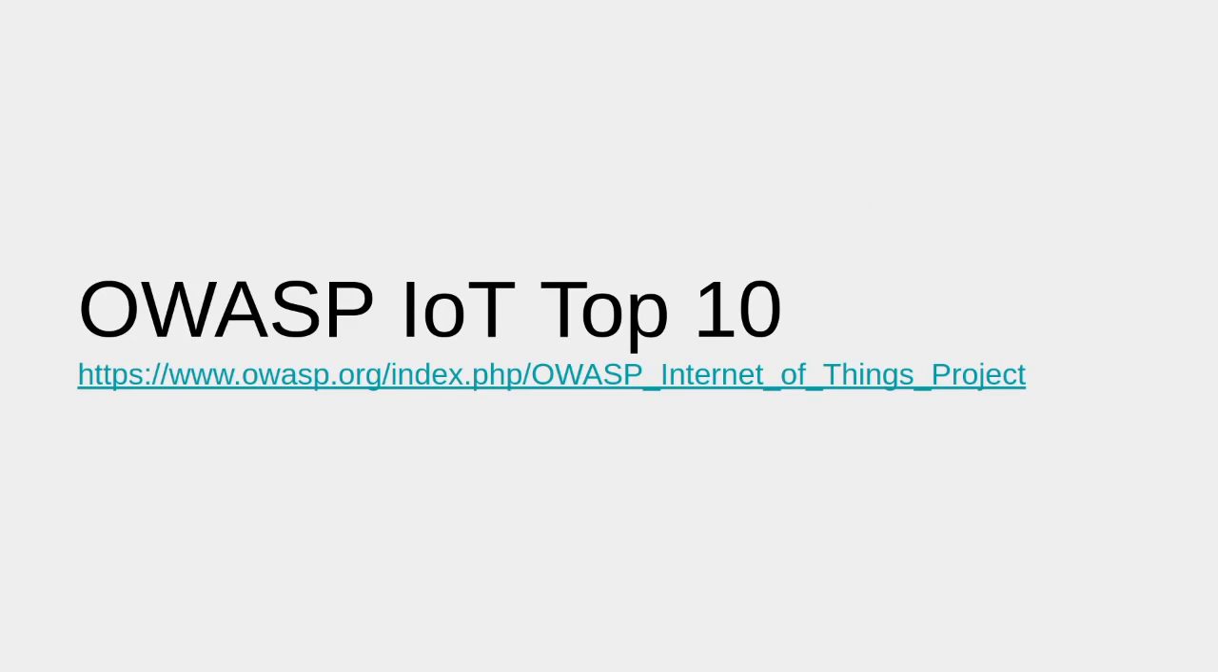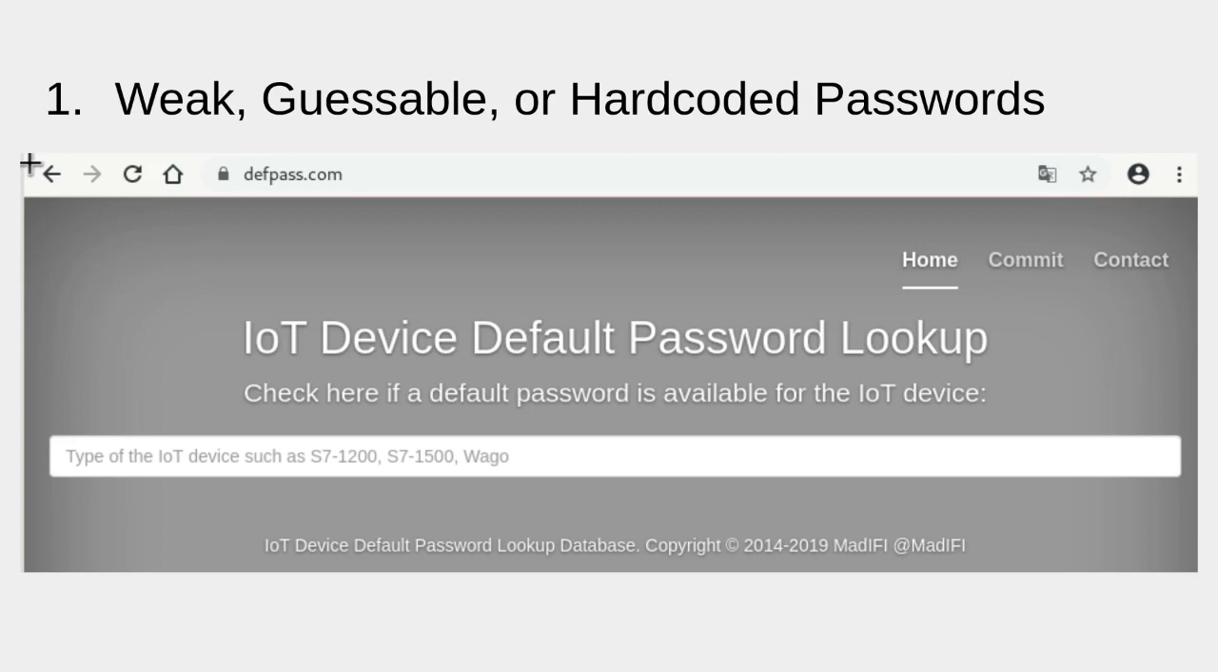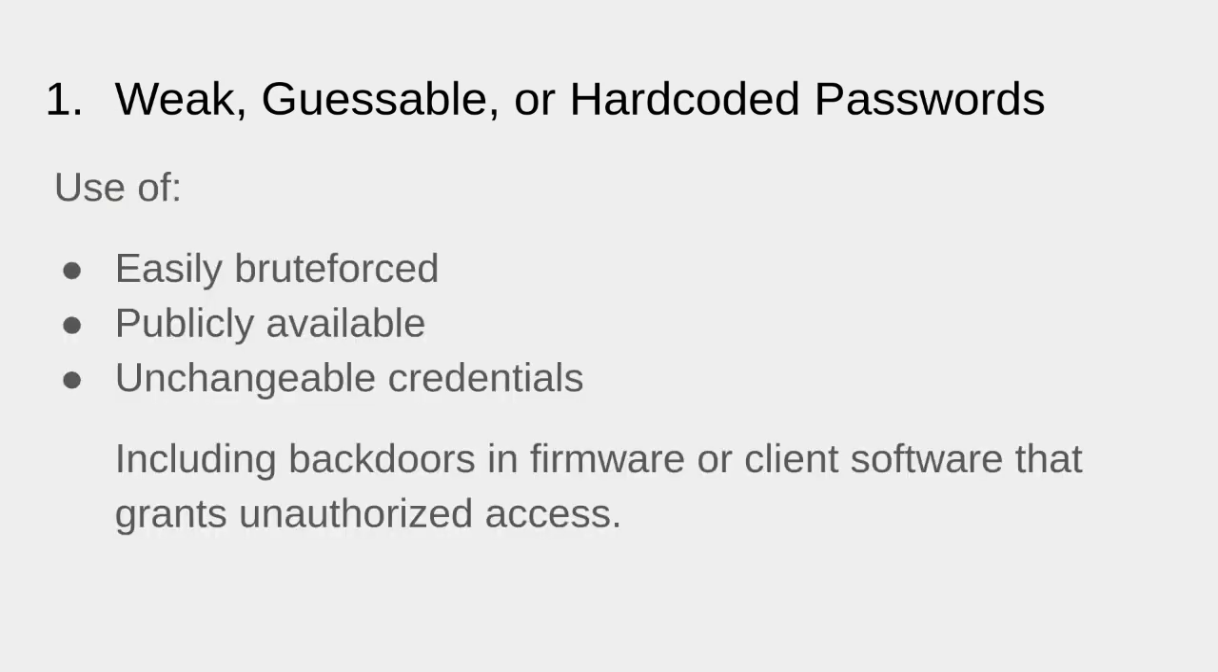So the most common vulnerabilities with IoT products are weak, guessable, or hard-coded passwords. This is such a common problem that there are entire websites devoted to searching for default usernames and passwords for IoT products. So I just put in an IoT device, like Wago or maybe Belkin or whatever, and it would just show me, hey, if you want to remotely connect to this thing, here's probably the default creds for it. Awesome. That's a really useful thing.